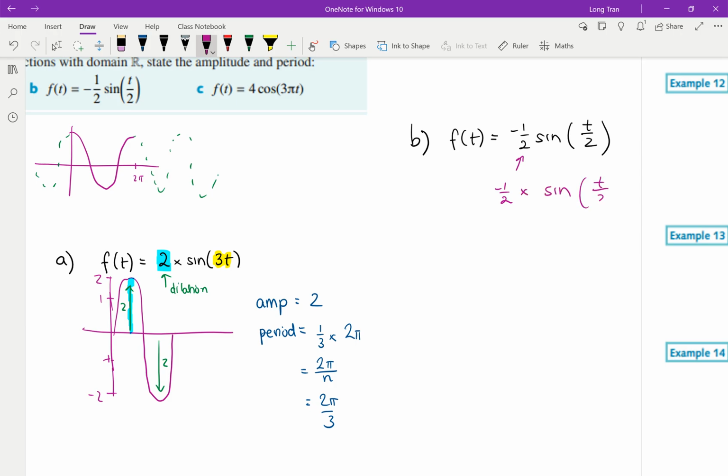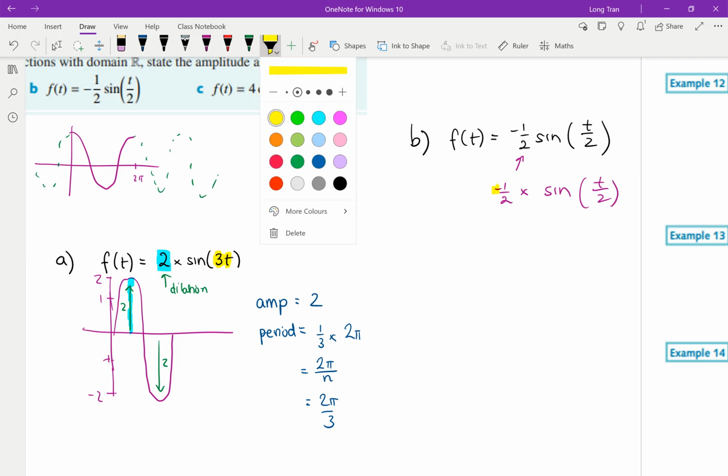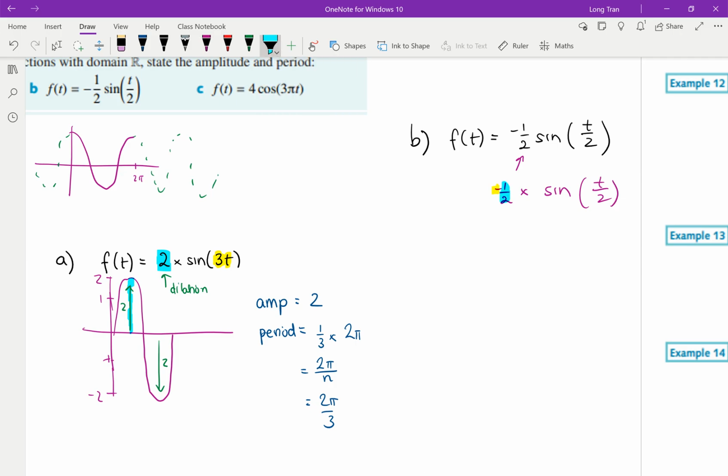Right? And remember, the negative doesn't matter. The negative is a reflection. The dilation factor is half. That's my dilation factor. So what that means is my amplitude, remember it's never negative, my amplitude is half. The negative just swaps the graph. So the graph now, instead of being like this, it now does this. It's a reflection. Okay, so that's what it looks like putting the negative in front of it.